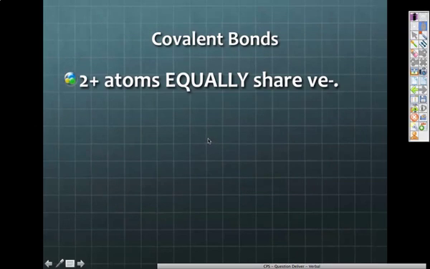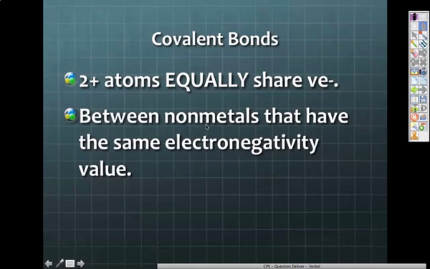Okay, covalent bonds, and we're only looking at pure right now, are when we have 2 or more atoms that equally share their valence electrons. It's going to be between nonmetals that have the same electronegativity value. This is not metallic bonding, so we're not going to be dealing with metals at all here.